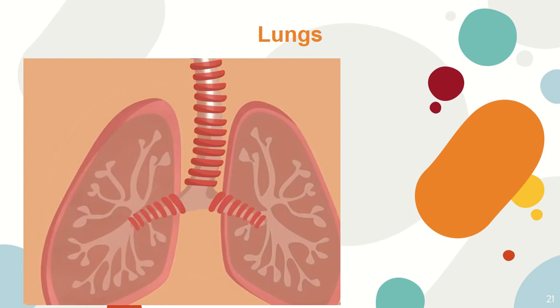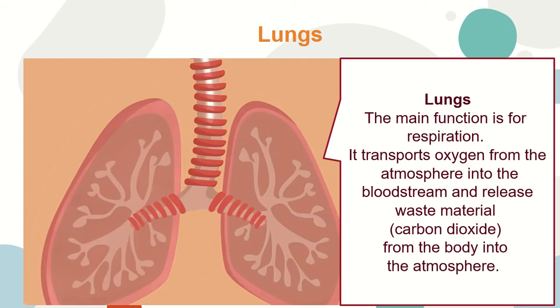Now, next is what we call lungs. Lungs are the part of the respiratory system that fill the thoracic cavity or the chest chamber. And the main function is for respiration. It transports oxygen from the atmosphere into the bloodstream and releases waste material such as carbon dioxide from the body into the atmosphere.